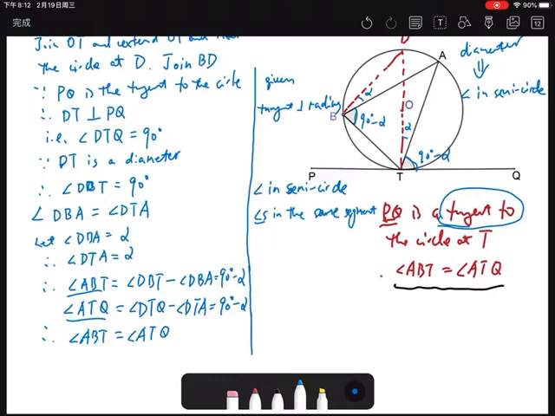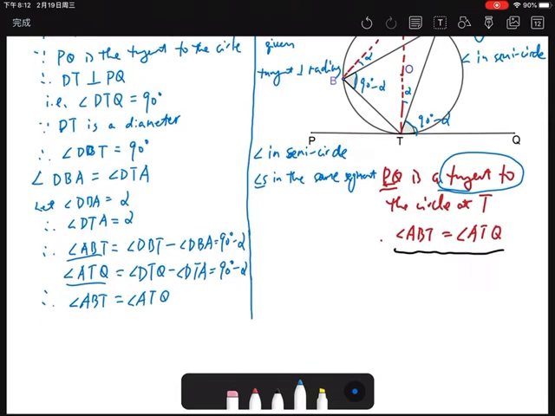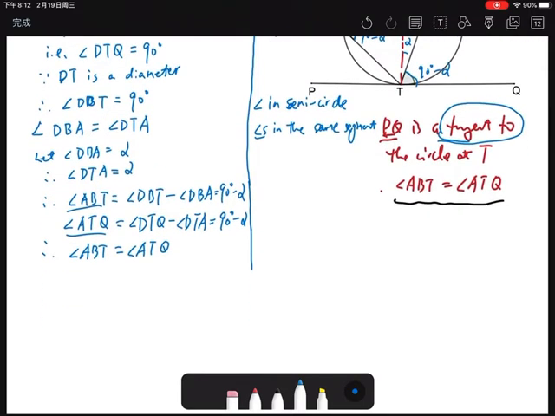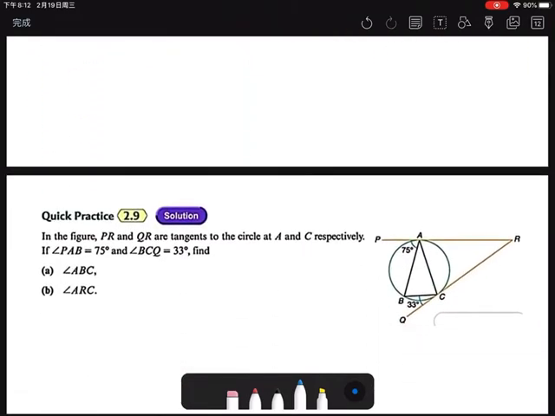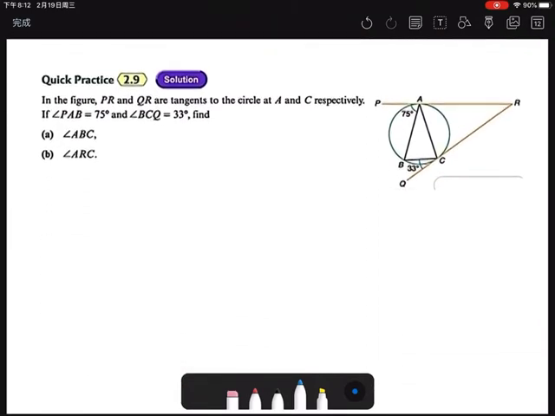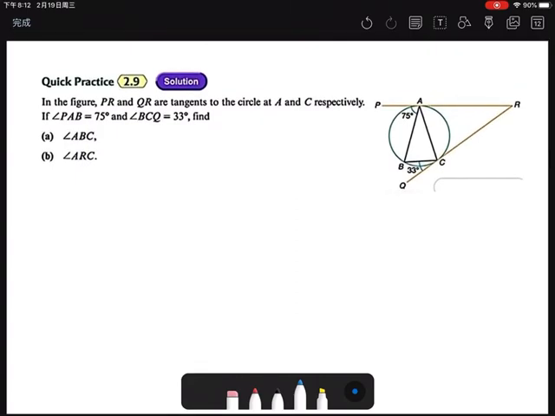So up to now, you can use this theorem to solve some problems. It is very convenient to use this theorem to solve some problems. All right, so now let's look at some practice, Quick Practice 2.9. So let's look at the question.